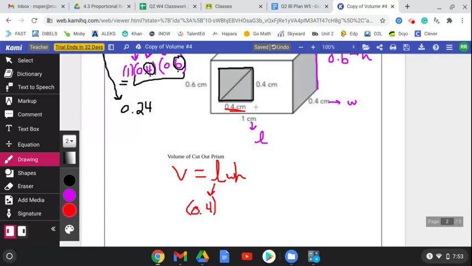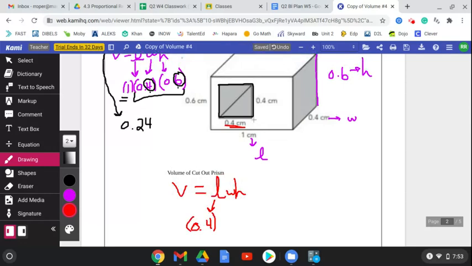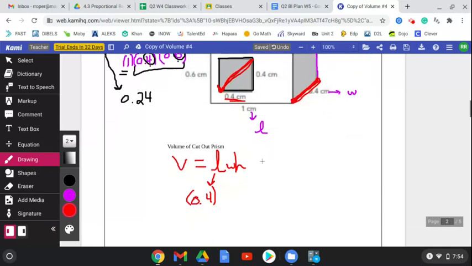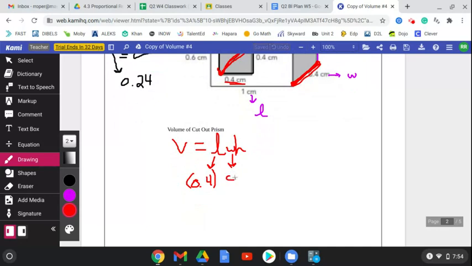The width here is maybe a little tricky to see. The width is from the front of the prism to the back of the prism, and that would be the same as this right here. This right here is 0.4. From the front of the prism to the back of the prism is 0.4, and so that is the width. That's how wide it is.